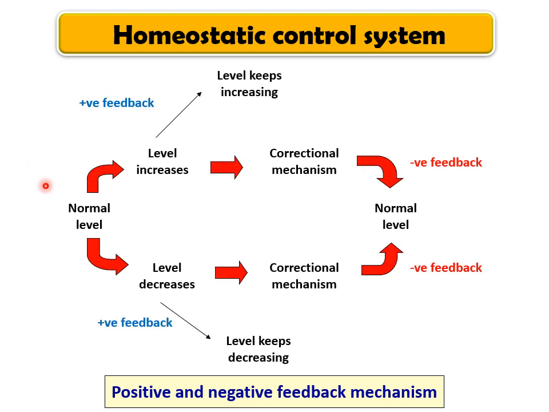Okay, for feedback mechanism, from the normal level, if the level increases and then the level keeps increasing, it is called positive feedback. It same goes to when the level decreases and the level keeps decreasing, it is also called positive feedback. But if the level increases or decreases and correctional mechanism happens back to normal level, it is called negative feedback.